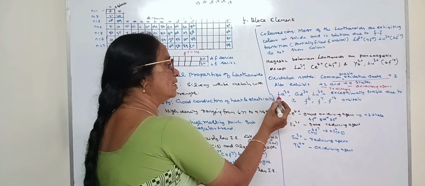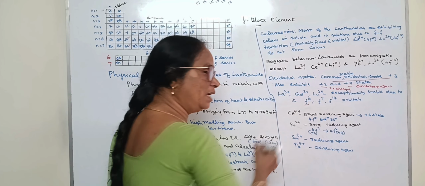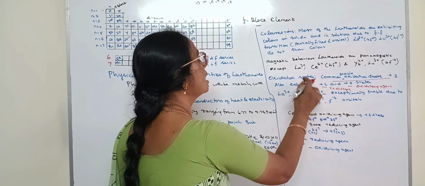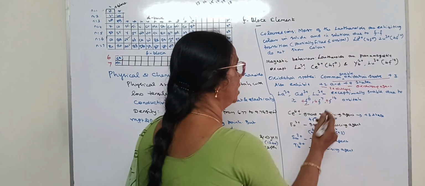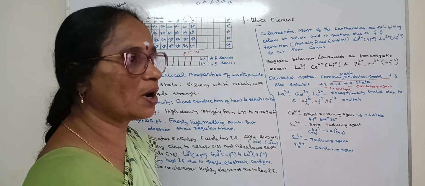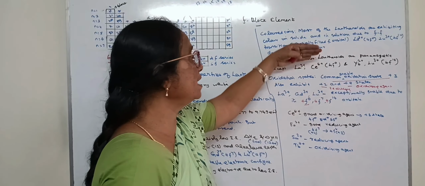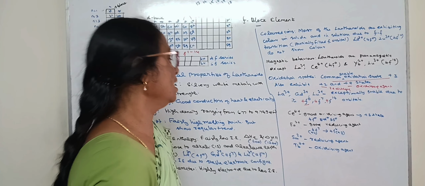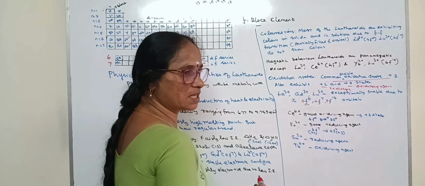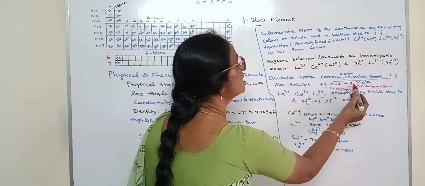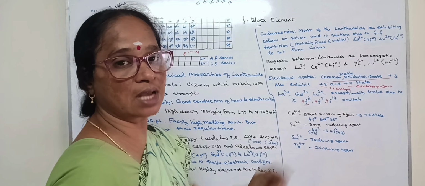And lanthanum, gadolinium and lutetium: lanthanum has the empty 4f orbital, gadolinium has a half filled 4f orbital, and lutetium has a fully filled 4f orbital. That's why they are exceptionally stable besides the other elements. And we said the elements in a lower oxidation state behave as reducing agents, and the elements in a higher oxidation state behave as oxidizing agents.